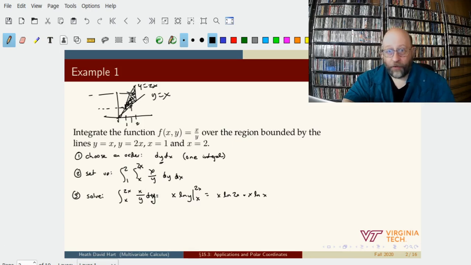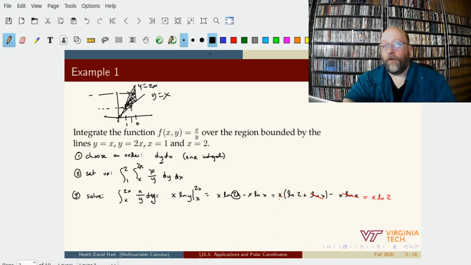Now we have to integrate this from 1 to 2. But there's a trick we can apply to this term right here before we go. By the log rules, natural log of 2x is the same thing as natural log of 2 plus natural log of x. So we have x times natural log of 2 plus natural log of x, minus x times natural log of x. And x times natural log of x cancels with x times natural log of x. And so this just equals x times natural log of 2.